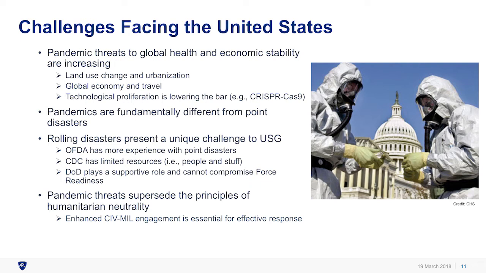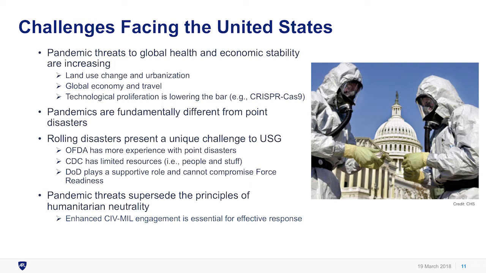And we also need to recognize that pandemics are fundamentally different from point disasters. They require a completely different response operation. If we look at the United States government and we think about their response to Ebola, maybe we call out some of the three big players. We've got the Office of Foreign Disaster Assistance, and because of, I think it's Presidential Directive 44, State Department, of course, runs the show, and that fell to OFDA. But OFDA is strong when it comes to point disasters, less so when it comes to rolling disasters.